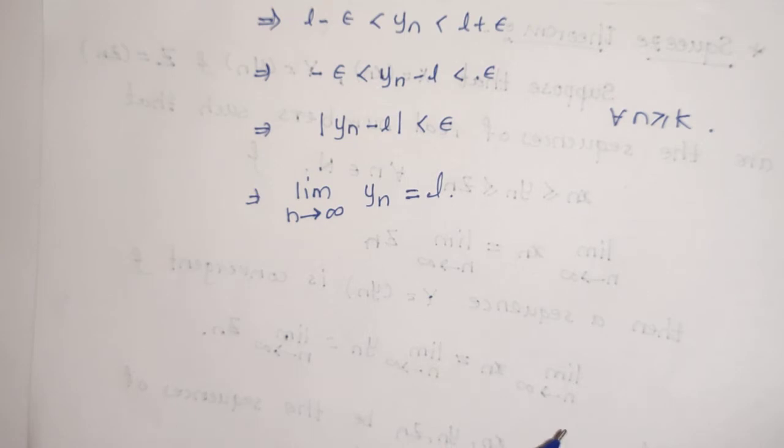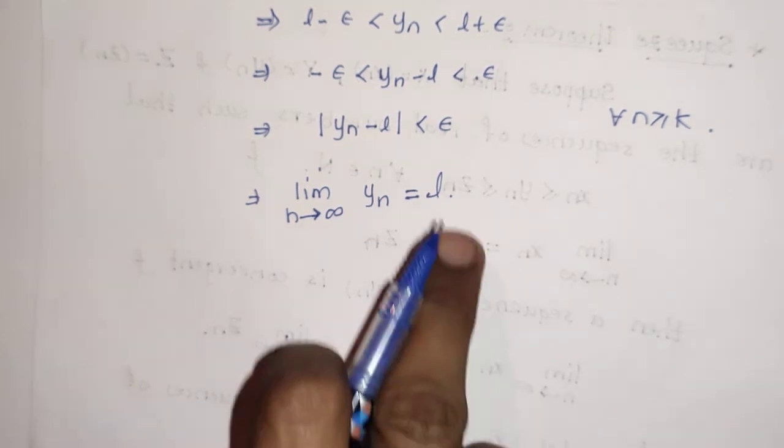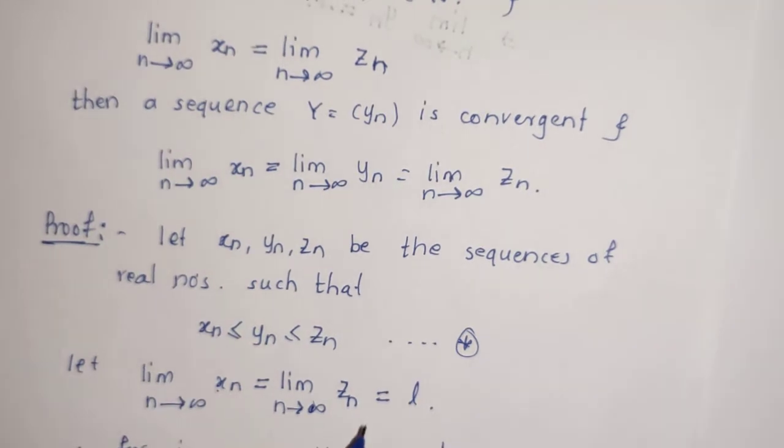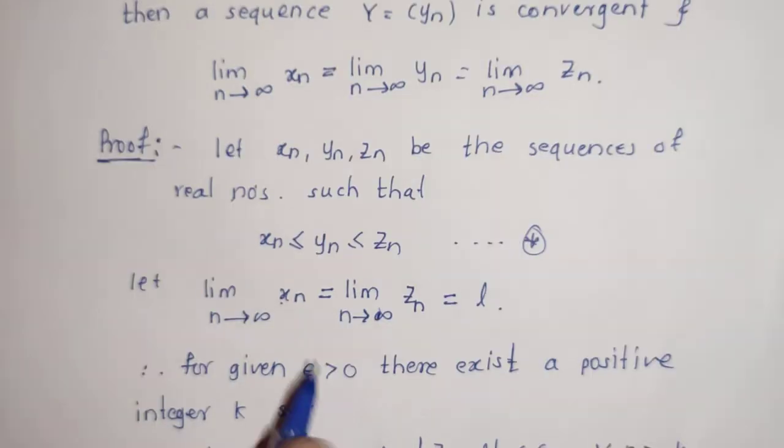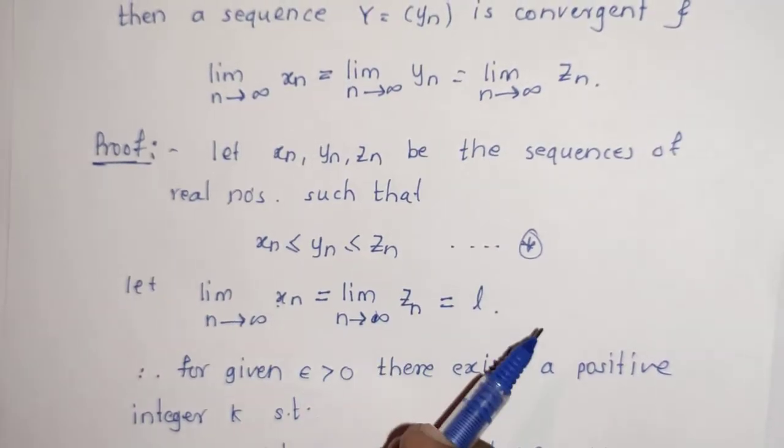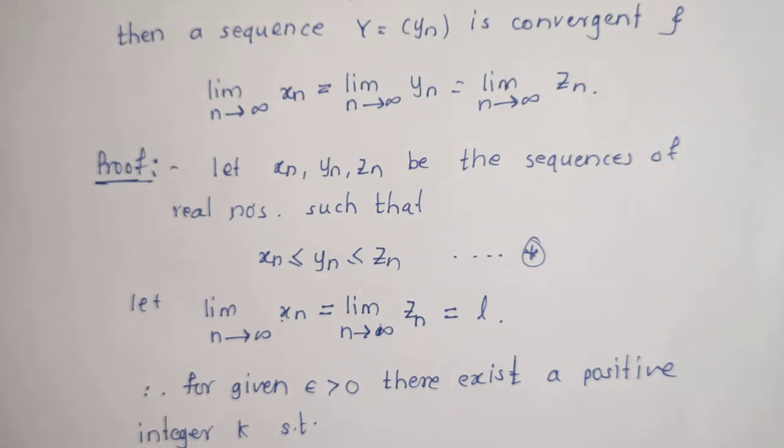Hence the sequence yn is convergent and converges to the limit L, and that was the limit of zn and xn also. So the sequence yn converges to the same limit as that of the sequences xn and zn. Hence the proof of the squeeze theorem. This is an important result. Now we will see some examples on this theorem.